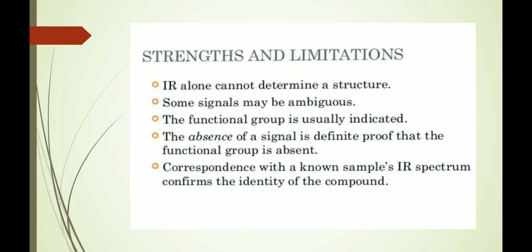Now the strengths and limitations. IR alone cannot determine a structure. Some signals may be ambiguous. The presence of a functional group is usually only indicated. The absence of a signal is definite proof that the functional group is absent. Correspondence with a known sample's IR spectrum confirms the identity of the compound.